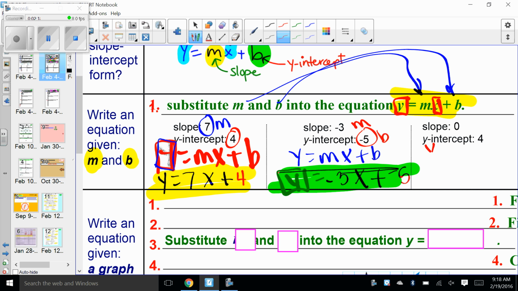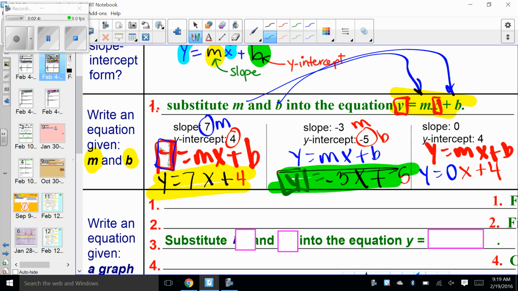Here we go. So slope-intercept form, y equals mx plus b. So we have y is a stop sign. The slope is 0. X is a stop sign. Plus the b is 4. So we have y equals 0x plus 4. That's my mx plus b.